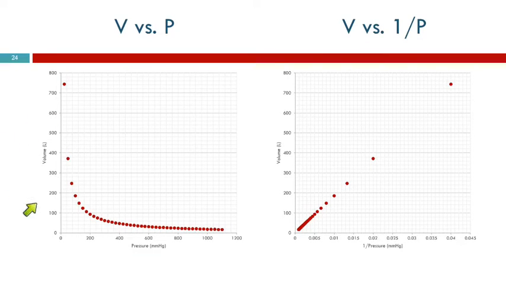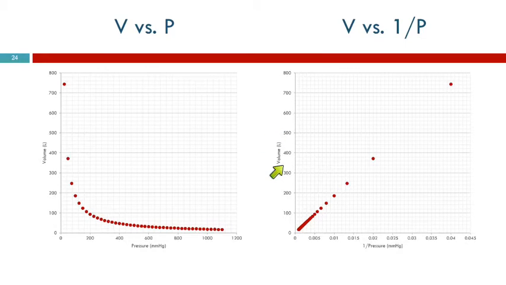So here's some data that I made up. There's the curve that you would see if you graph volume versus pressure. Curves like this are hard to deal with, hard to predict, and so what we try to do is figure out, well, how can we make that into a straight line?